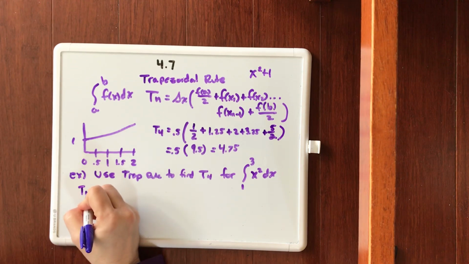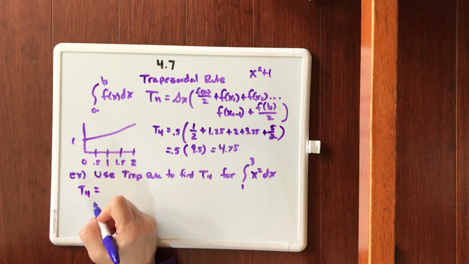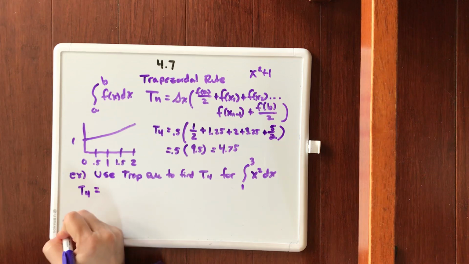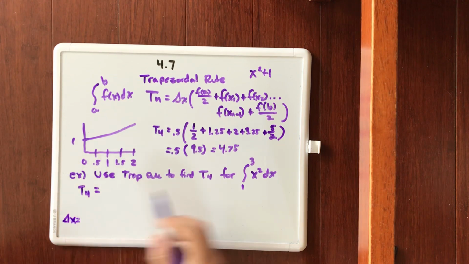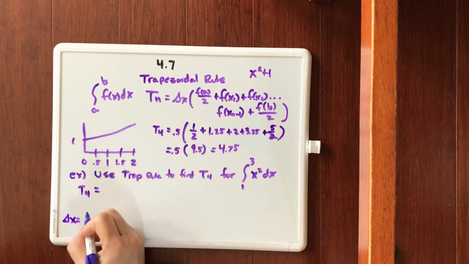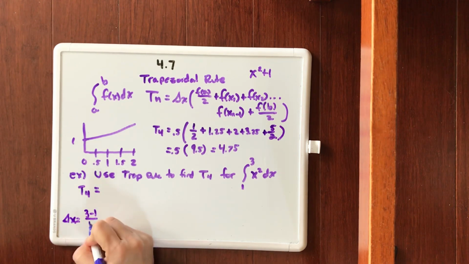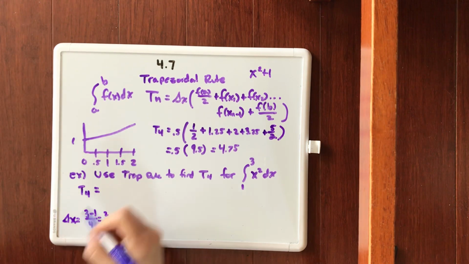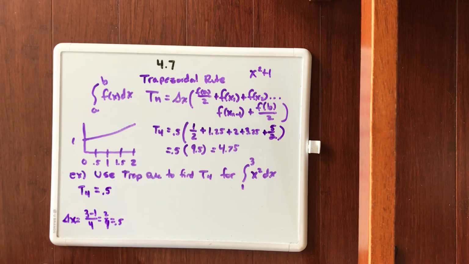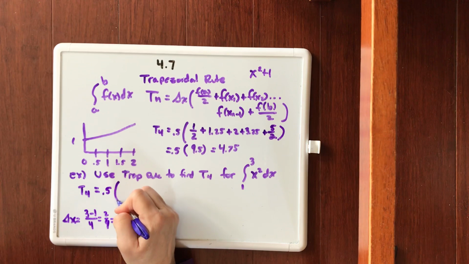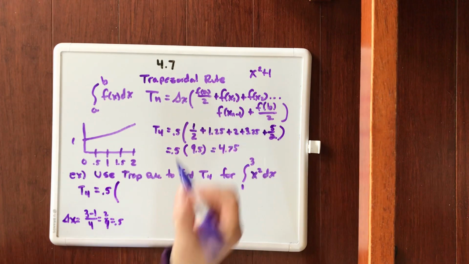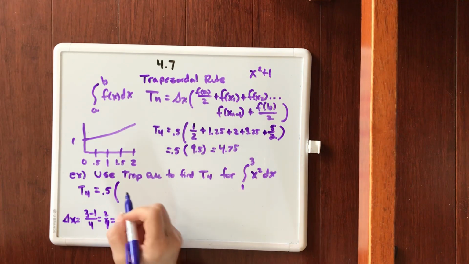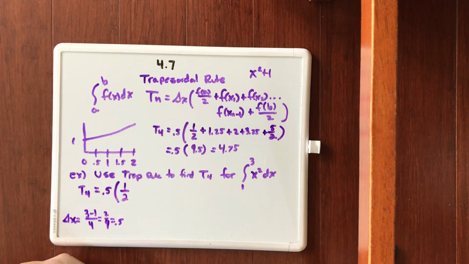So we have T sub 4 equals our delta x. Now our delta x is going to be from 1 to 3. So we'll go off to the side. Delta x equals, we're going from 1 to 3. So it's b minus a, 3 minus 1 over 4, which is 2 over 4, which in this case just happens to be 0.5 again. All right? So we have 0.5. Now we have to use our formula. F of a over 2. F of a, if we put a 1 in there, we get 1, and we're going to put that over 2. Okay?